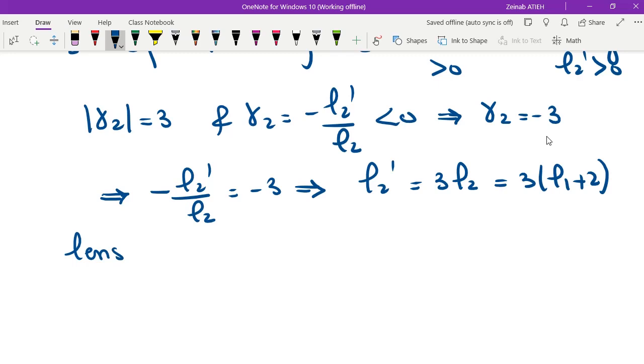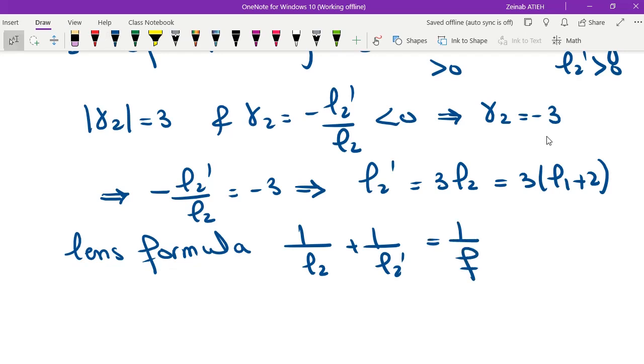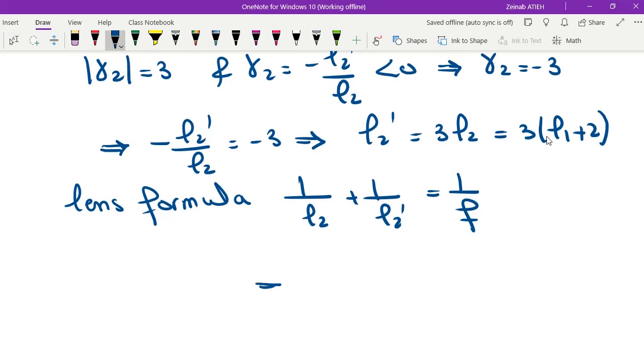So the lens formula, or Descartes position formula: 1 over L2 plus 1 over L2 prime equals 1 over F. I can substitute directly, so L2 prime equals 3 L2, and I substitute L2 by its value, L1 plus 2, equals 1 over F.